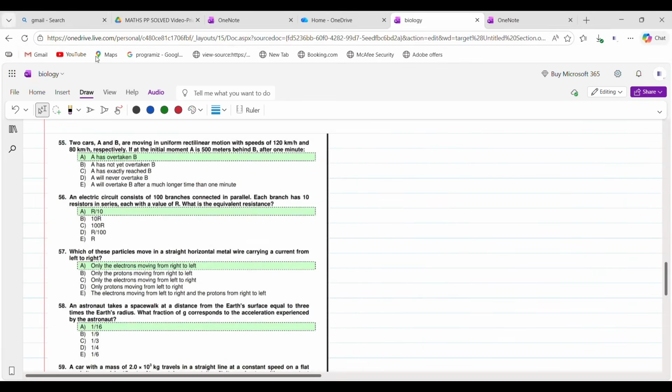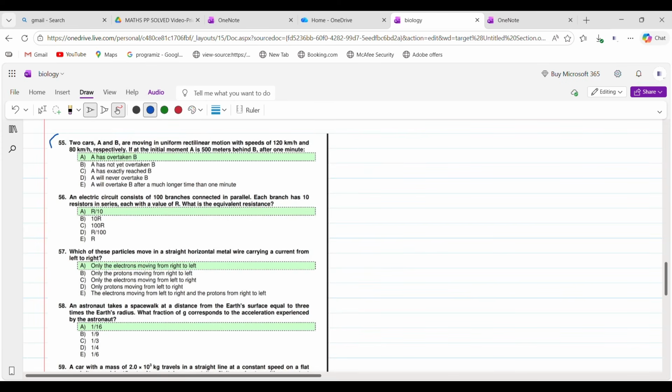Now we are going to solve our physics MCQs, and the physics MCQs basically start from question number 55, as you guys can see on my screen. Okay, so we'll start solving physics MCQs now.